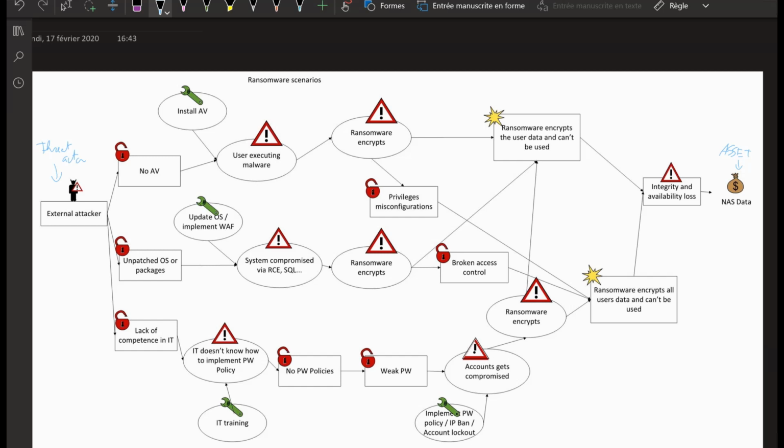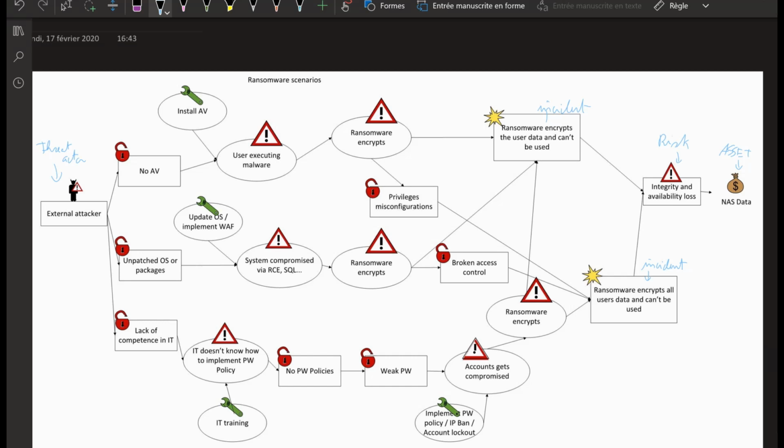So what is the biggest risk if we have a ransomware targeting us? Okay, so we're going to have a risk here. The risk is that we are going to lose the integrity and availability of our data. How is that possible? We will have two kinds of incident. We'll have this incident here, which will allow the ransomware to encrypt the data of only one user. And we're going to have here our second incident where the ransomware is going to be able to encrypt the data of all the users.